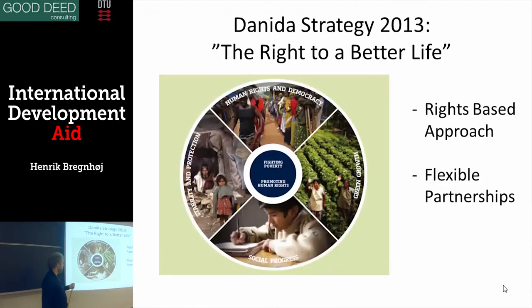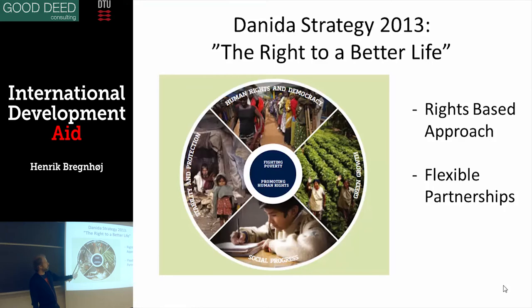The Danida strategy right now also changes with the new government or a new two-year period, when we need to have some new strategy. Now they're focusing very much on the rights-based approach. They say we have to look at human rights, what we have a right to: drinking water, food, a house, and so on. Looking at those rights and trying to help people is important. Flexible partnerships means working with countries for a long time and being able to negotiate and change the directions according to the results you're getting. Those are two overall principles here.